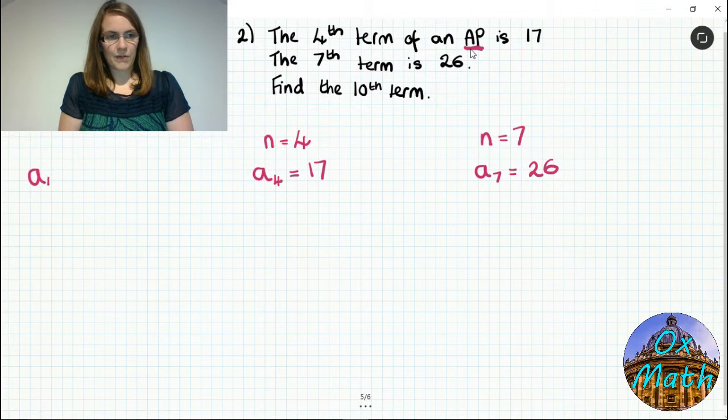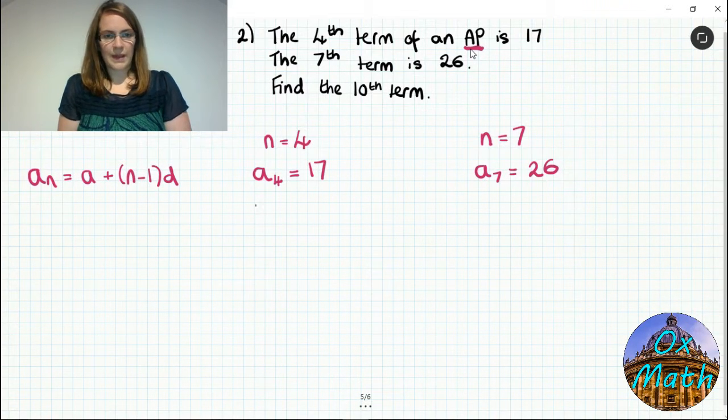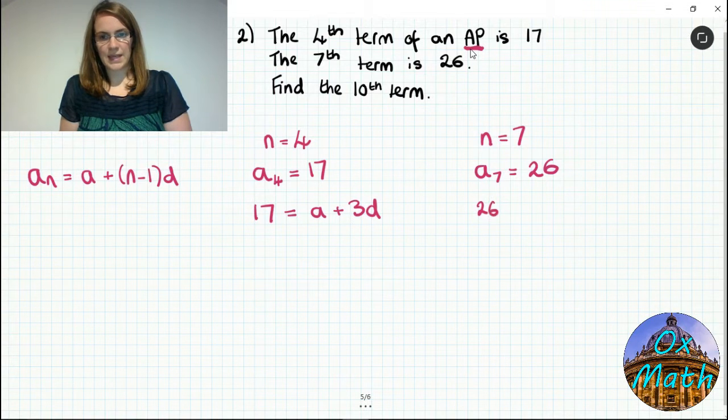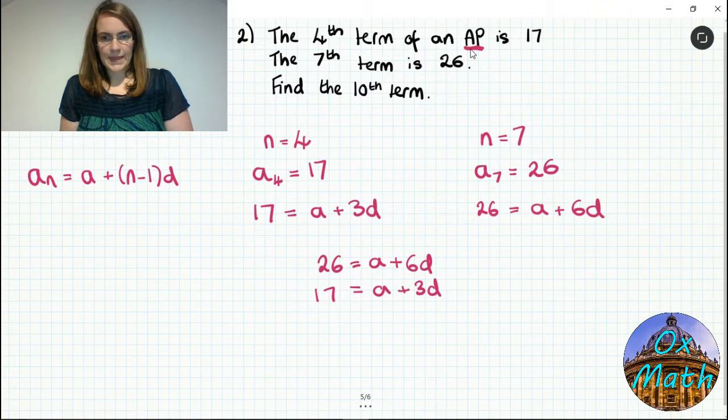Again, if you think about our formula, an equals the first term plus n minus 1 d. We know here then that 17, our fourth term, must have been equal to our first term plus 3d. And here our seventh term, 26, must have been equal to a plus 6d. So then we've got a case of simultaneous equations. So if I write out my two equations underneath each other, this is where it helps if you know how to do simultaneous equations. If you can't remember how to do that, I do have a video on that.